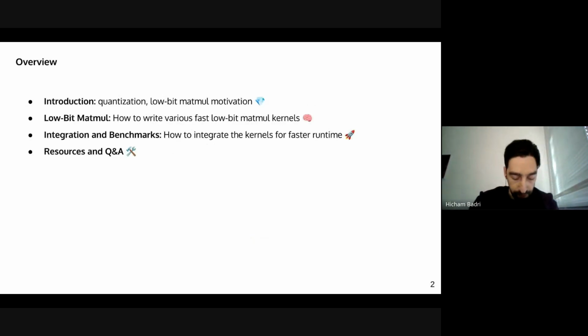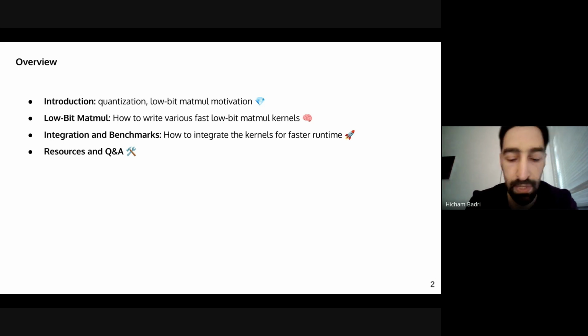So for the overview, we're gonna start off with the introduction. So gonna talk about why quantization is important and how to use it to accelerate inference. Then we are gonna talk about writing low-bit matmul kernels, because there are actually different types, and depending on the situation, you might need to use a specific kind of kernel. So we're gonna go through 3 basic kernels and how to write them.